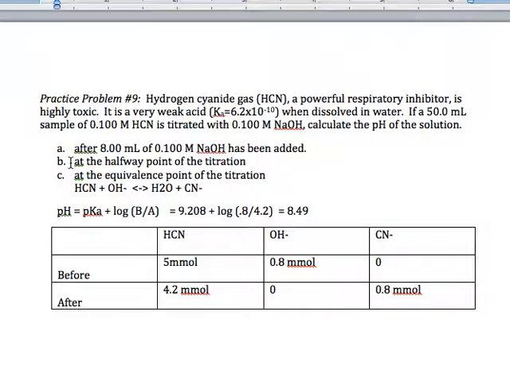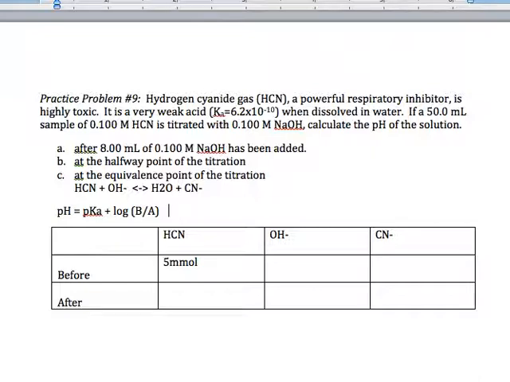Okay, so the next one is at the halfway point. I'm going to erase some of these, because I'm going to leave the rest of the setup the same. We're starting with our 5 millimoles of acid. And as I said, for a halfway point, what it means is I'm adding half as much base as I have acid to start with, which means I have 2.5 millimoles of hydroxide that I'm adding.